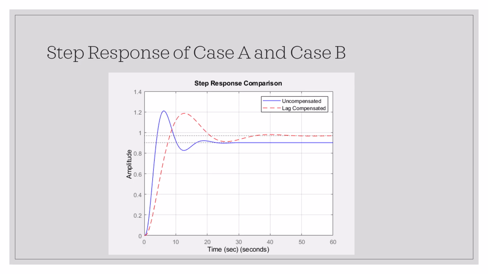Here I plotted our step functions for case A, which is our baseline uncompensated, the blue line, and our lag compensator, which is the red dashed line. You can see our rise time and settling time, and where it will end up going to, our steady state error. And you can see when we added a lag that it did improve a little bit.